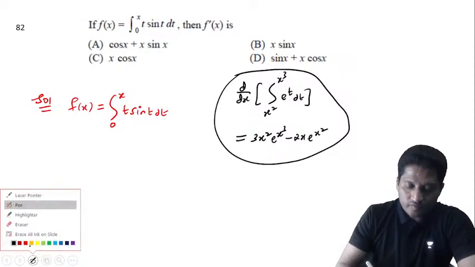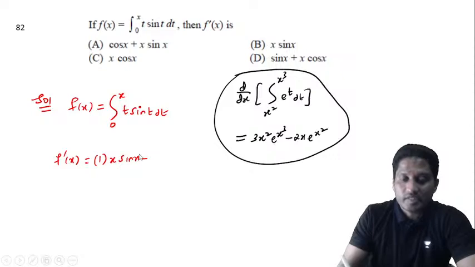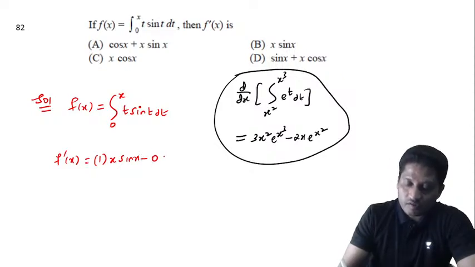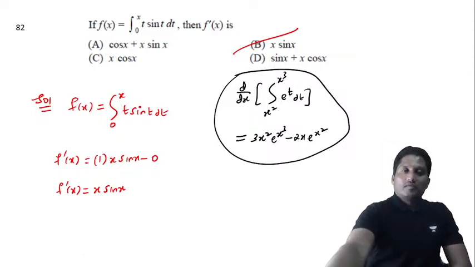Okay, so f dash of x is equal to, differentiate the upper limit, in place of t you put upper limit, minus anyways lower limit is 0. If you differentiate a constant, it is 0 only. F dash of x is equal to x into sin x. Answer is option B. That is called differentiation of a definite integral. That is Leibniz rule.